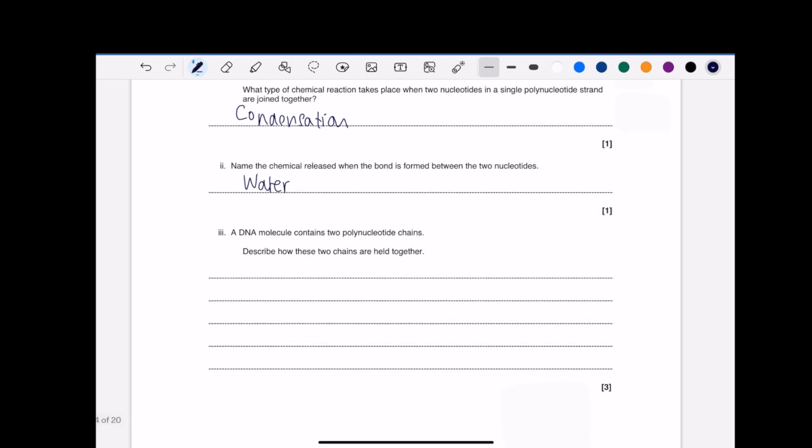Now, this one. Describe how these two chains are held together. The DNA molecule contains two polynucleotide chains. Essentially, describe the structure of DNA. So, we know that there are hydrogen bonds, and phosphodiester bonds, which form the backbone. We have purines to pyrimidines, so A to T and C to G. A to T, 2 hydrogen bonds, C to G, 3 hydrogen bonds, and that's more than 3 marks. So let's write that down.